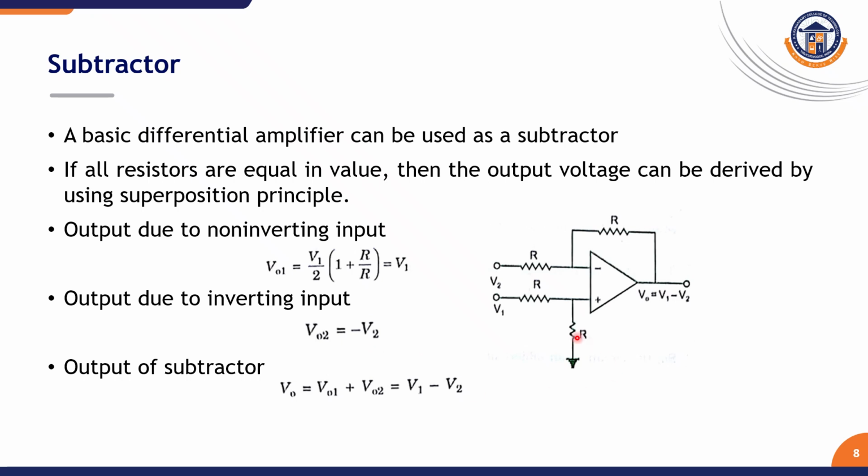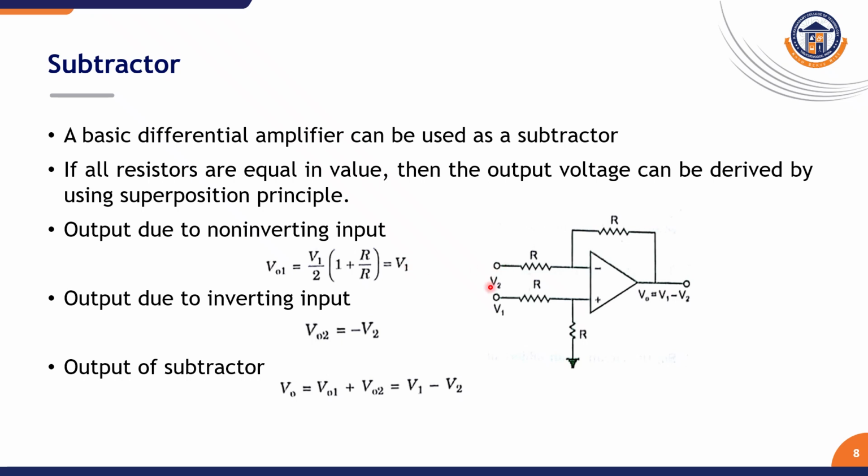So V01 is equal to, here the two resistors are connected as a potential divider. So the voltage will be divided by 2, and at this node we have the voltage V1 by 2. We know the output voltage expression for a non-inverting amplifier is (1 plus RF by R1) into VA. VA is equal to V1 by 2 and both resistance values are the same, so R by R is equal to 1. 1 plus 1 is 2, the 2s cancel, and we get V01 is equal to V1.